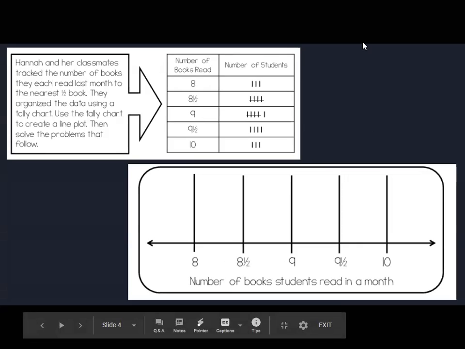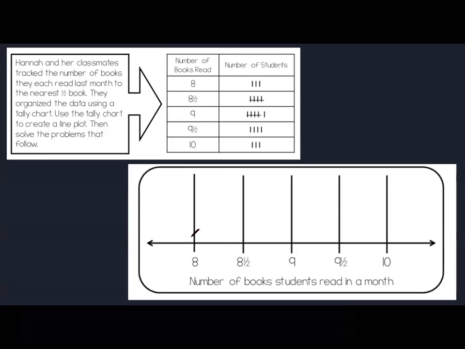So again, when we look at our tally chart, we start with 8 books read, and we had 3 students that read 8 books. So we're gonna include 3 X's to represent those 3 students. And then 8 1/2, we had 5 students. And then 9 books were read by 6 students. Nine and a half has 4 students. And then 10 had a total of 3 students.